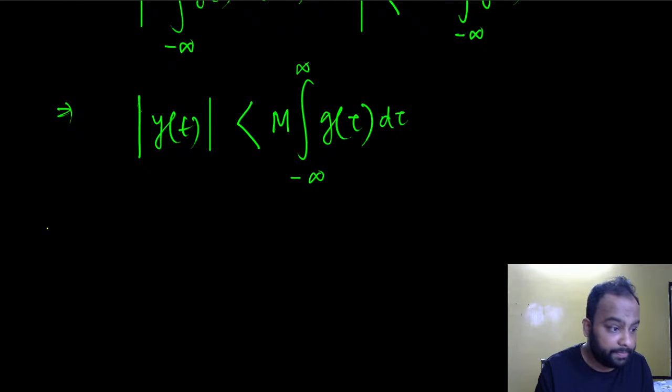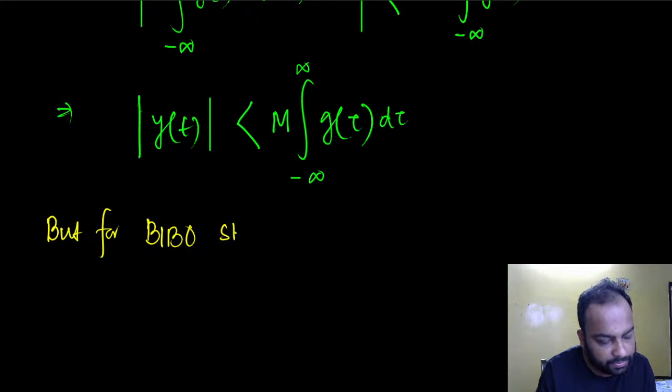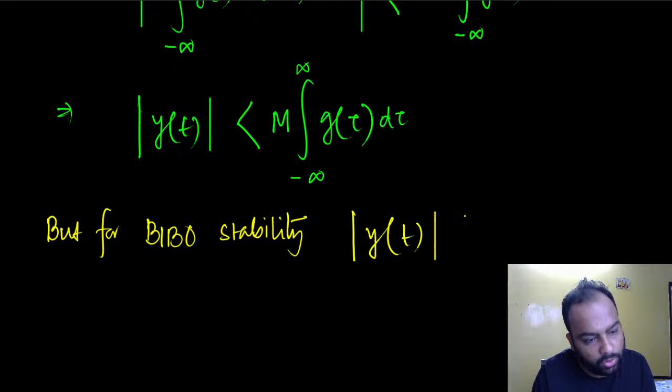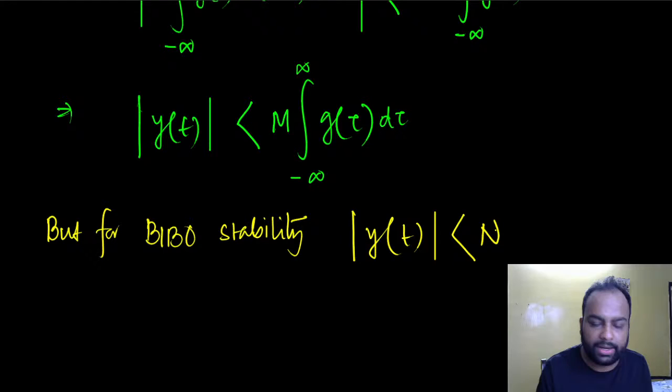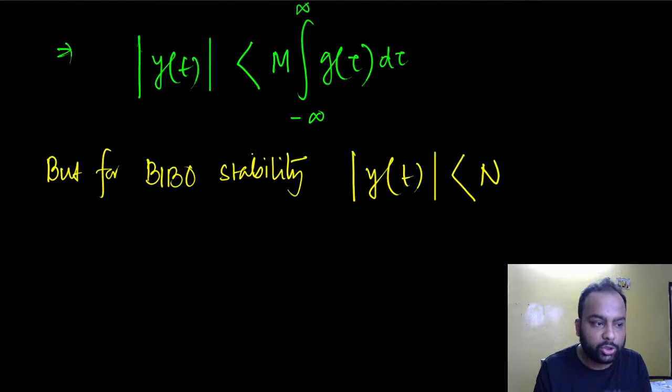But for BIBO stability, this will have to be less than a certain number. The output will also have to be bounded. So this number will have to be less than a certain number. Try to understand. What I am saying is that this could be an upper bound on this. And since this is smaller than this, I can safely assume that this part is smaller than n.